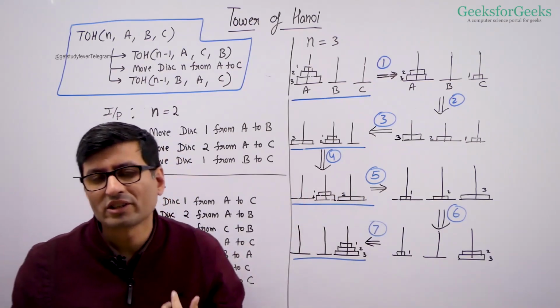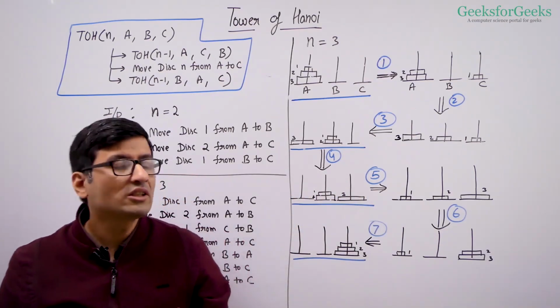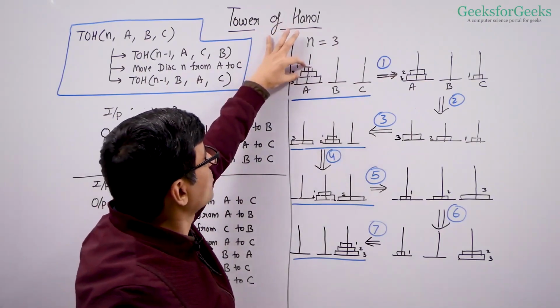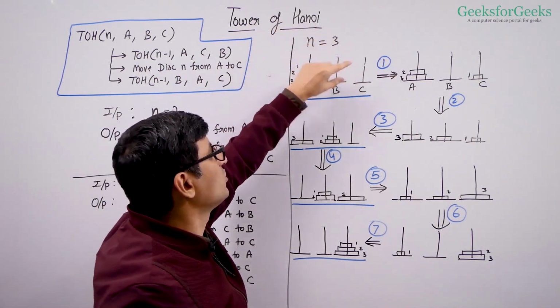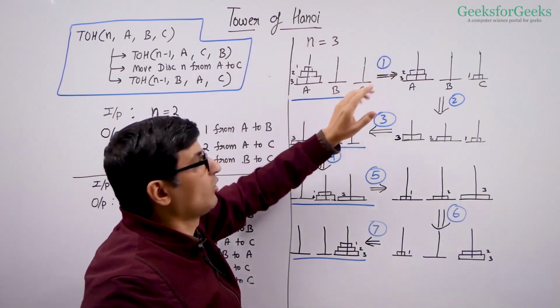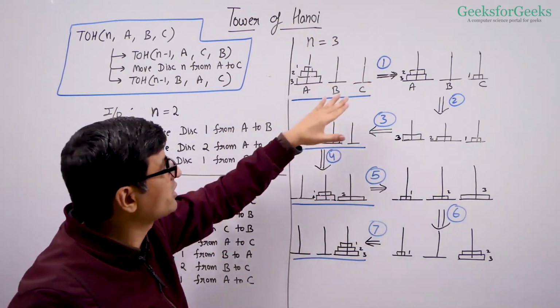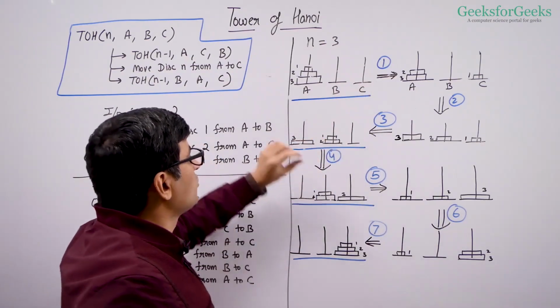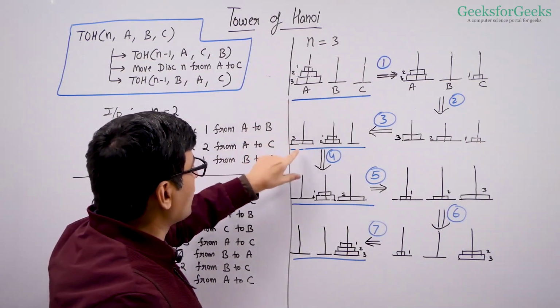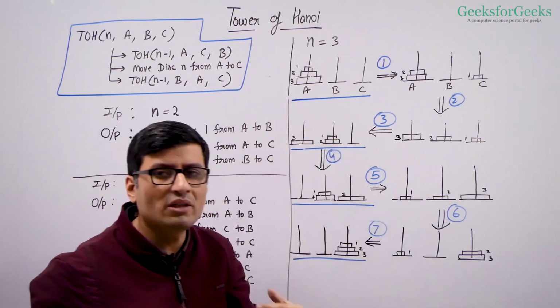And that's our recursive solution. First, you move the top n-1 disks from A to B using C as an auxiliary. Although C is your final target, in this recursive call you use C as an auxiliary tower. Then you move the bottom disk from A to C, which is a simple disk movement.